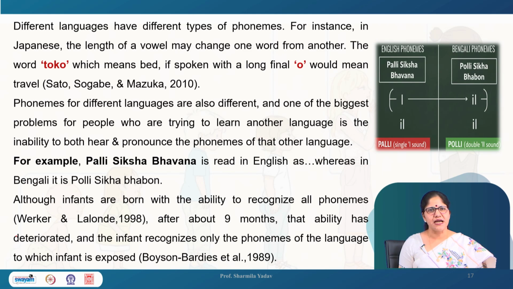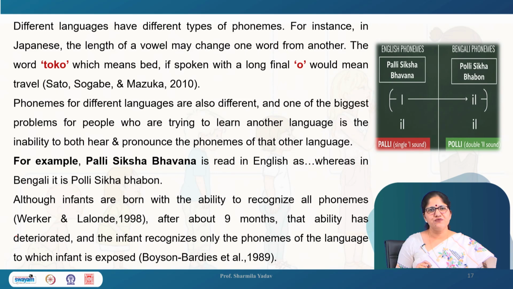Phonemes for different languages are also different, and one of the biggest problems for people who are trying to learn another language, and that too after a certain critical age, is that it is very difficult. Another difficulty in language learning is the inability to both hear and pronounce the phonemes of that other language.